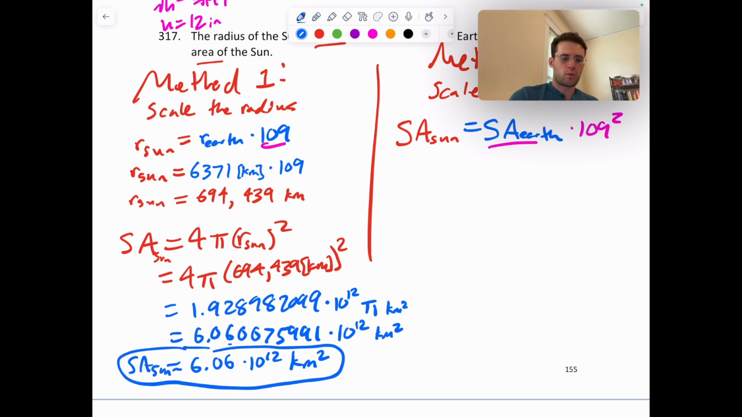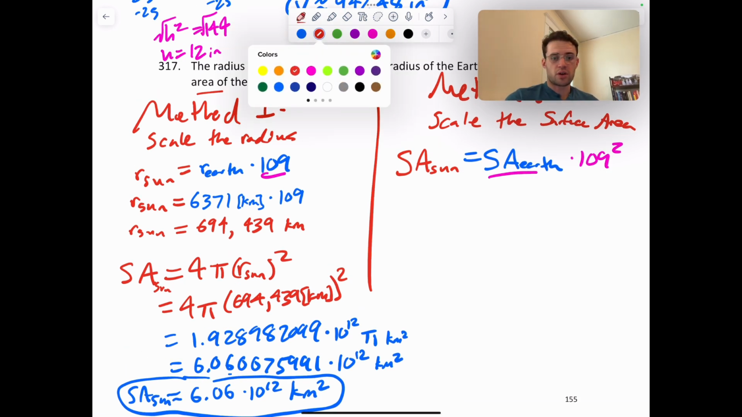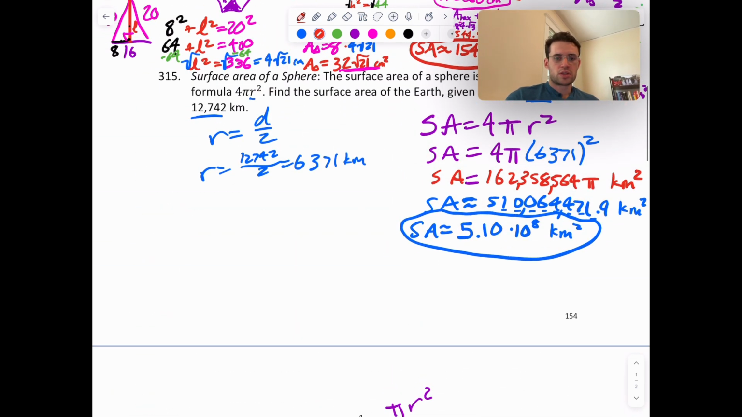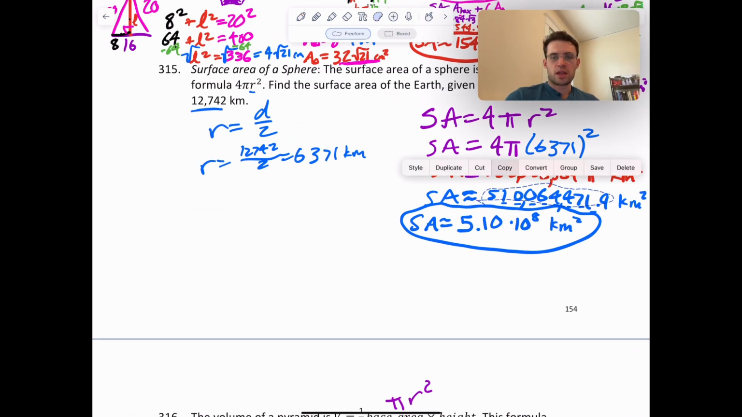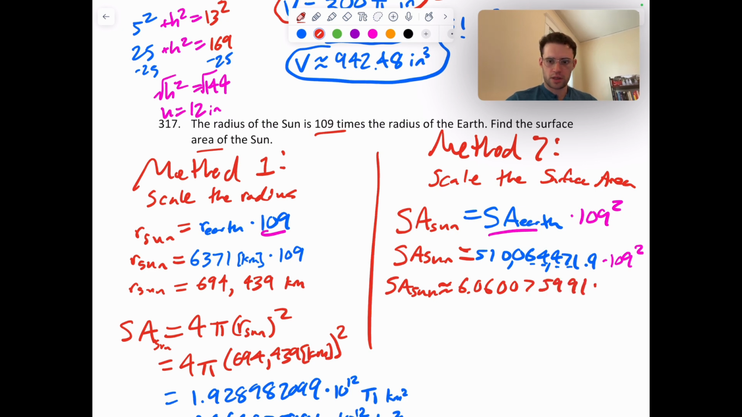All right, so that's one way that you could do it. Again, since we already found the surface area of the earth, we could also do this other approach, which will be a bit faster. Say our surface area of the earth, let's do the less rounded answer. So that's our surface area of the earth, and we're going to multiply that by 109 squared. And that gives me that the surface area of the sun is about equal to 6.060075991 E12, so that's times 10 to the 12th power. Again, this would be kilometers squared.